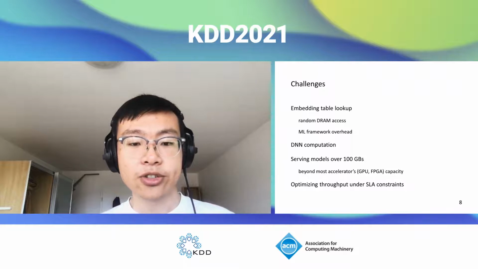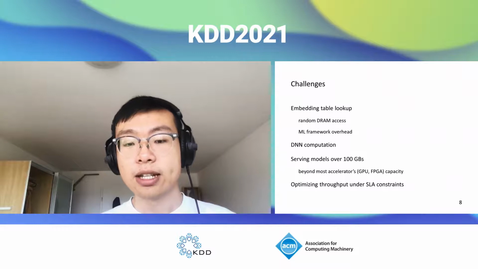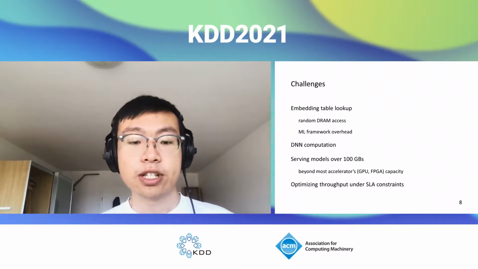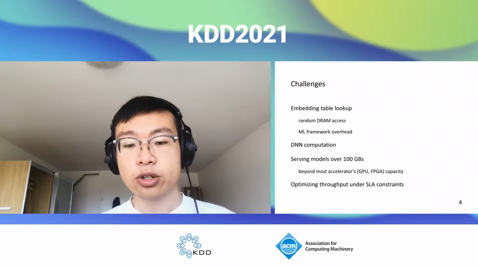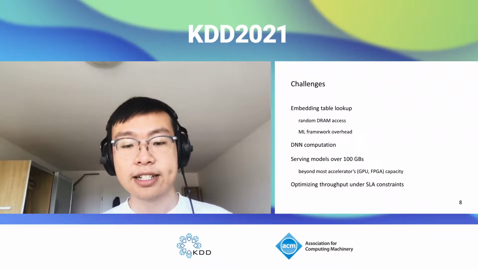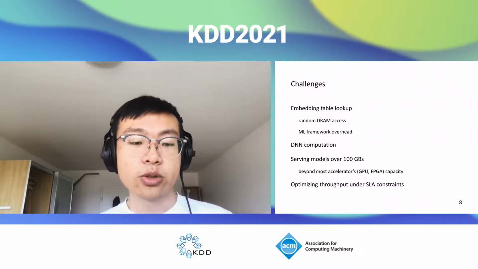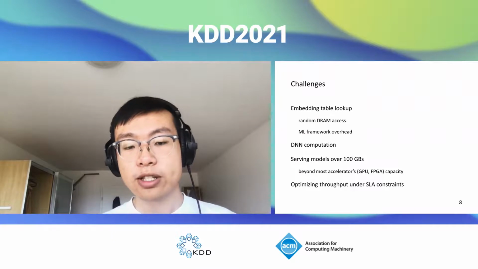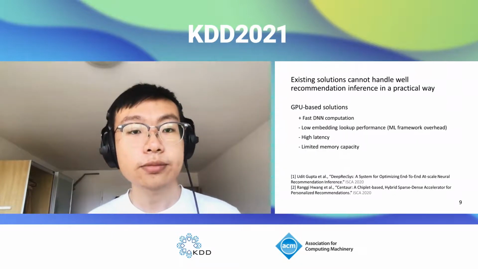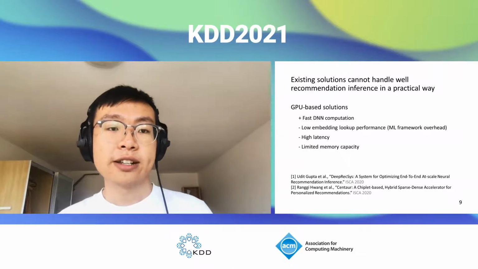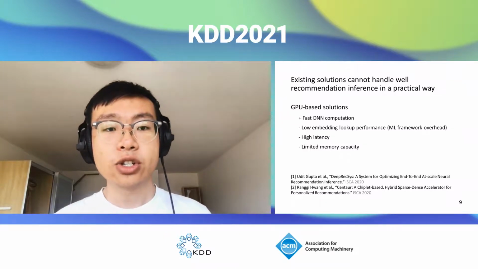And the final challenge is that there could be a very tight latency constraint in real-time inference. For example, if you want to feed the user your recommendations in real time, then you may need to set a latency constraint of 10 milliseconds or so. And under this tight latency constraint, you still want to maximize your throughput, which means how many inferences you can do within a second. And of course, there are a handful of existing solutions.